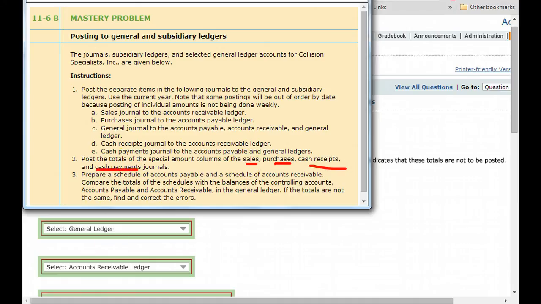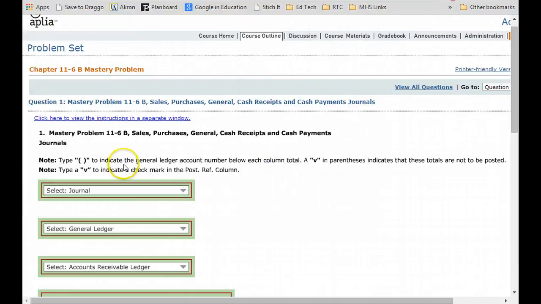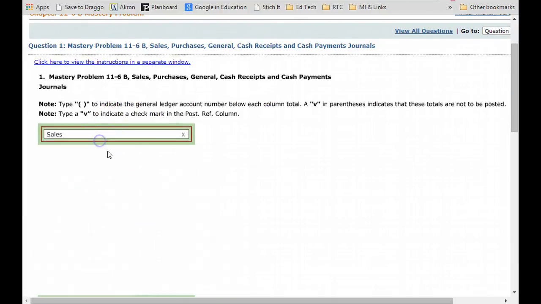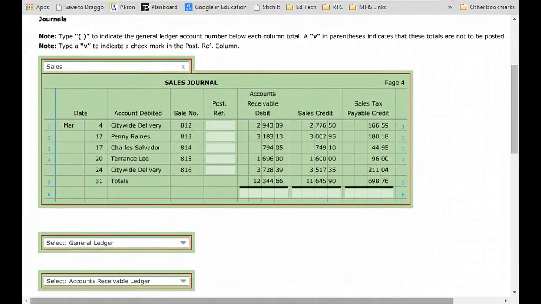Okay? So literally, all I'm going to do is I'm going to go find the sales journal. So I go to the sales journal here, and I'm posting the totals down here at the bottom. Okay? All 3 of these. Now, this is where yesterday we were posting these individual amounts. We got those taken care of.